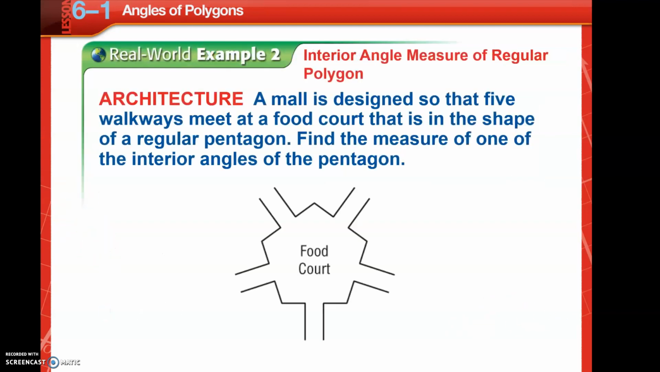So next we want to talk about putting that to use a little bit. A mall is designed so that the 5 walkways meet at a food court. That is the shape of a regular pentagon, so that's 5 sides. Find the measure of one of the interior angles. So now I'm just looking for one. Well, we can find what they all add up to be by taking 5 minus 2, number of sides minus 2, always minus 2 times 180. So 3 times 180.